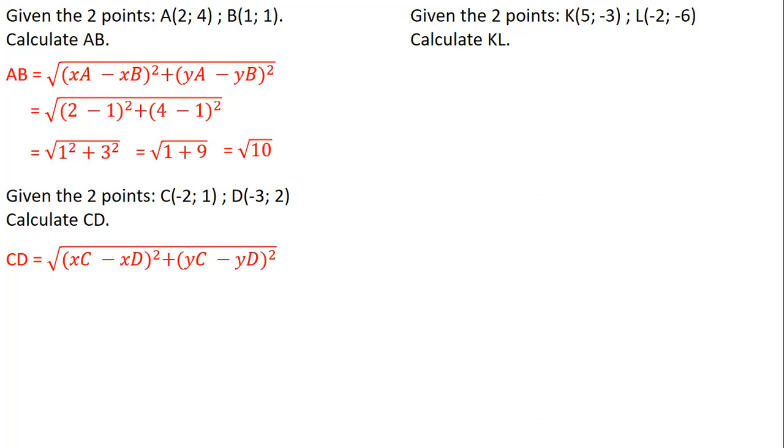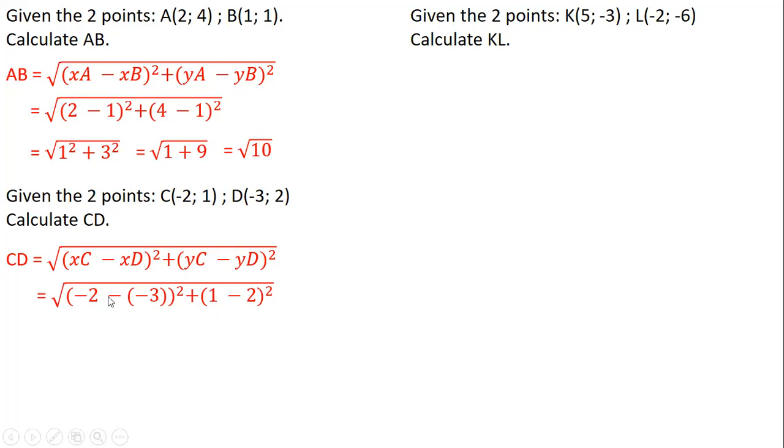Now let's replace. What's XC, Alex? XC is going to be minus 2. Yes, in parentheses, minus 2. And what's XD? It will be minus 3. Of course, we replaced it between parentheses. Now, YC is 1 and YD is 2. Now, let's calculate, Alex. How do we calculate this? It's very easy. I don't do the minus 2 square. I first get rid of the minus and the minus. Negative and negative is what, Alex?